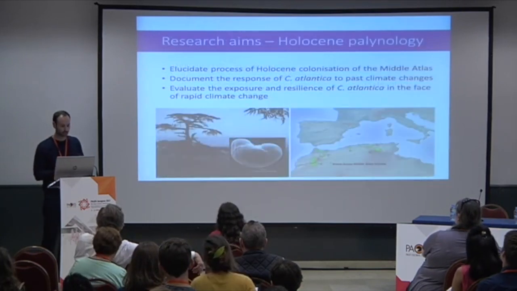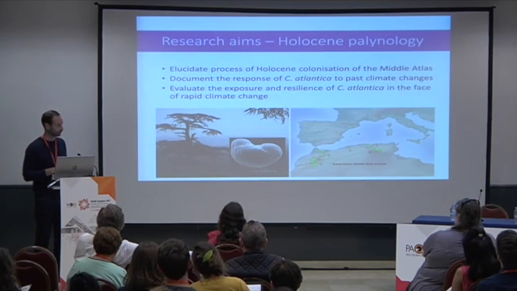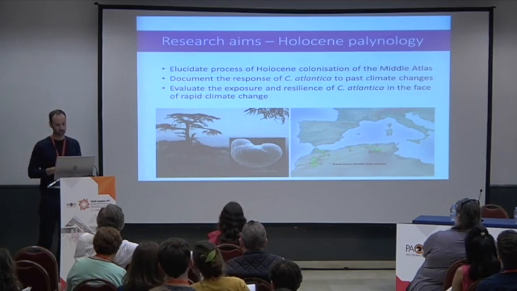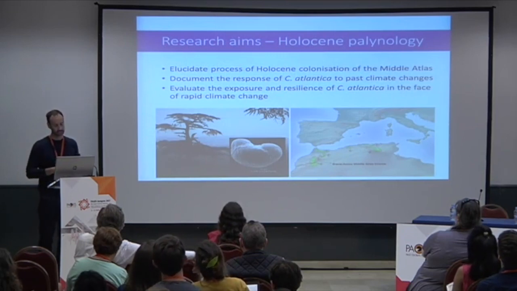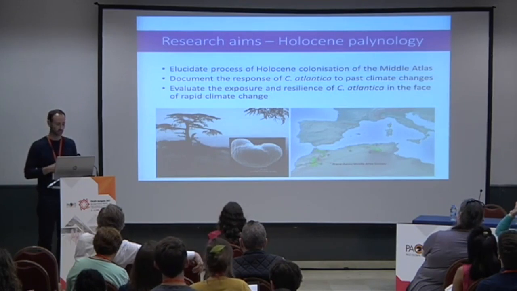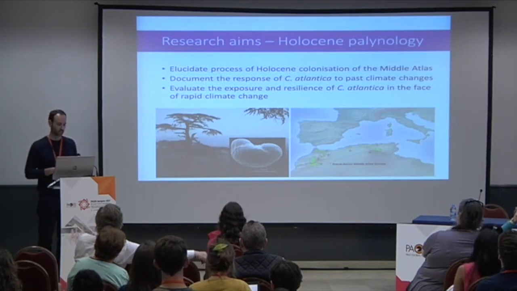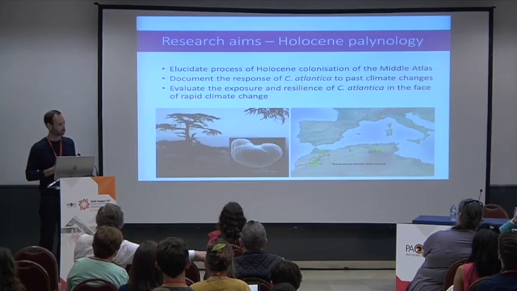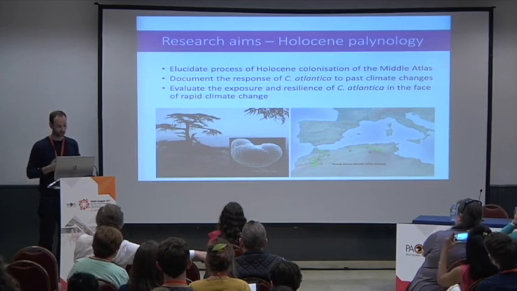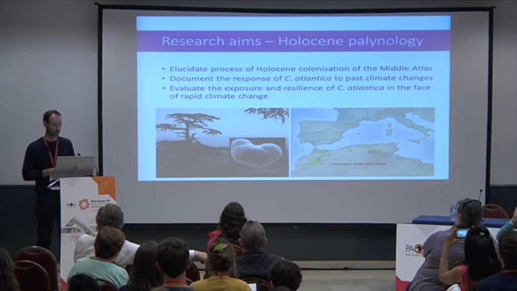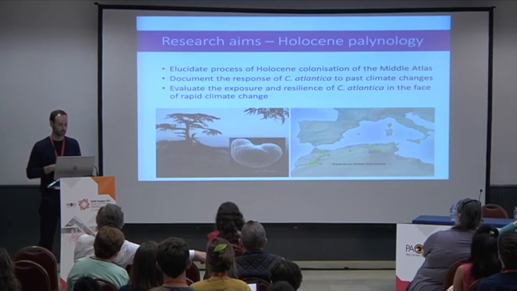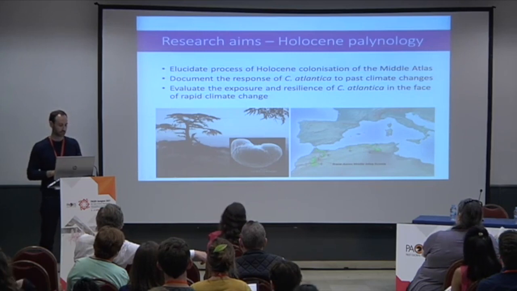What can we hope to add from further Holocene palynology? Well, there's a very interesting question around the process of colonization, how this particular species has moved and its range has changed in the past. The Middle Atlas, that today is the core area, was not an important area for Cedrus atlantica in the early Holocene. Along the way, with high-resolution records, can we document the response of this species to past climate changes?